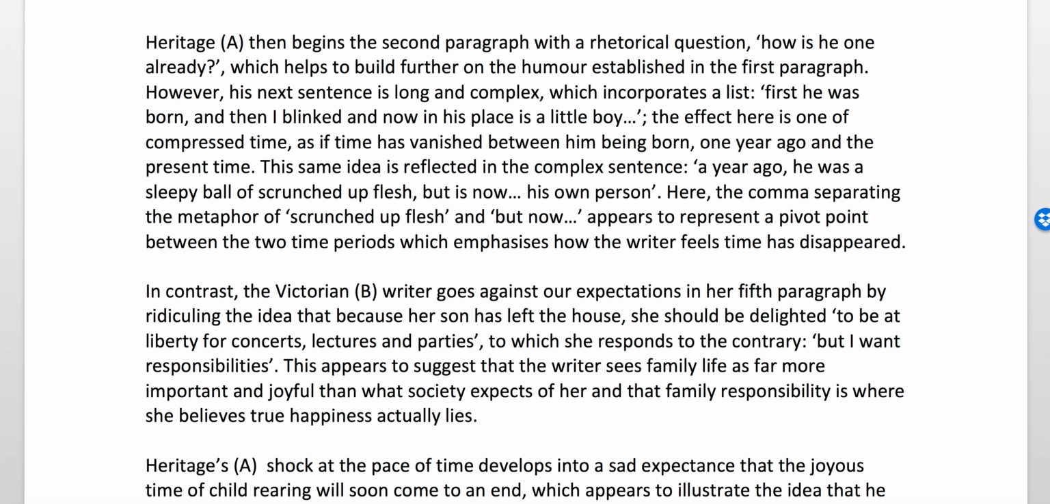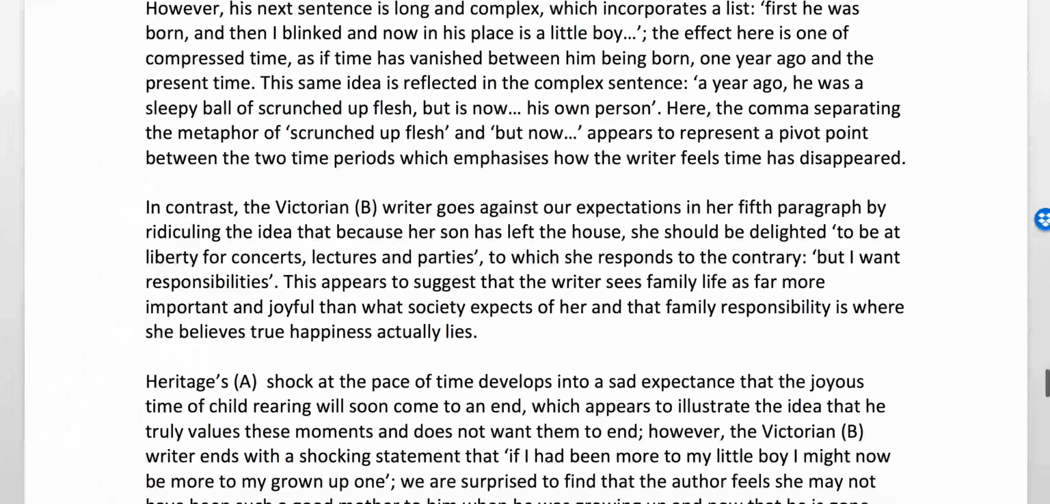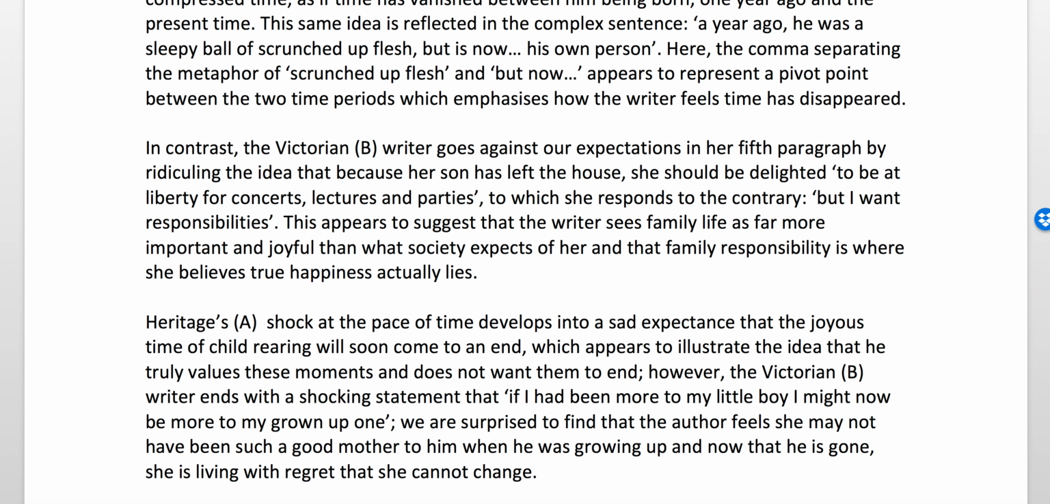However, his next sentence is long and complex, which incorporates a list. First he was born, and then I blinked, and now in his place is a little boy. The effect here is one of compressed time, as if time has vanished between him being born 1 year ago and the present time. The same idea is reflected in the complex sentence: a year ago he was a sleepy ball of scrunched up flesh, but is now his own person.